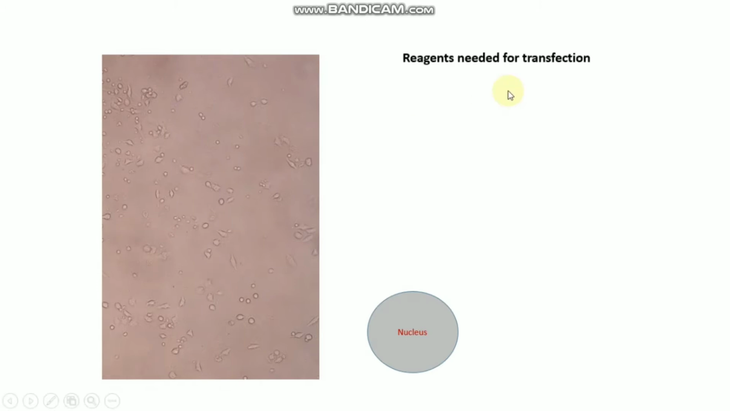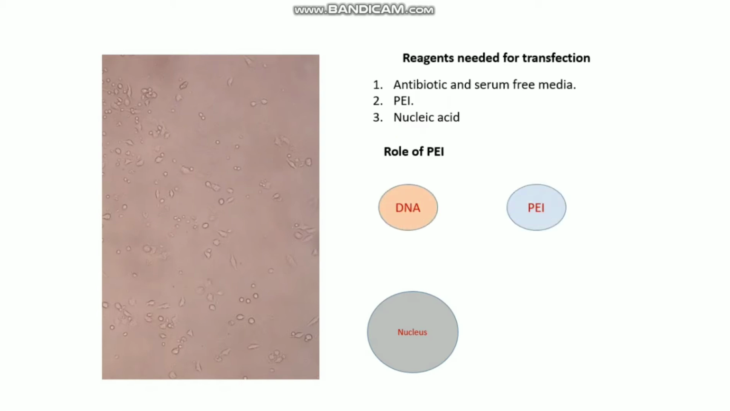The reagents needed for the transfection are antibiotic- and serum-free media, PEI, and nucleic acid, DNA or RNA, whatever it is. The role of PEI: PEI is the transfection reagent, and DNA and PEI form a complex, and this complex carries the DNA to the nucleus. So basically, PEI helps take the DNA to the nucleus by forming the complex, and that complex is known as the polyplex.